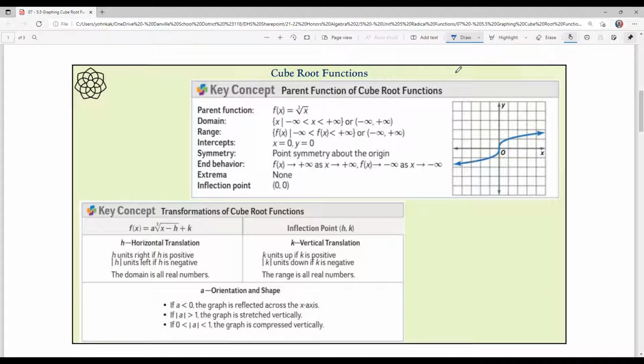So the first thing we need to talk about is what the key characteristics of a cube root function are. First of all, the parent function looks like this at the top: f of x equals the cube root of x. Notice that the cube root function kind of looks like a squiggle.